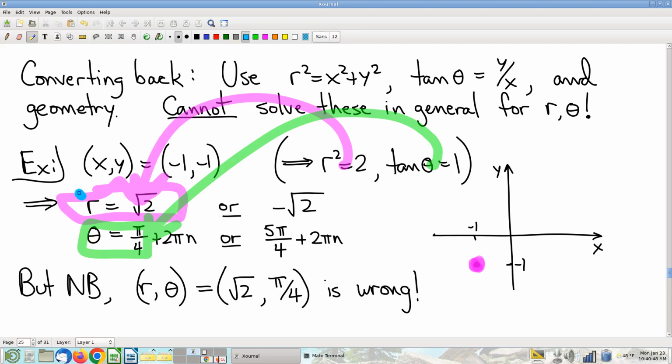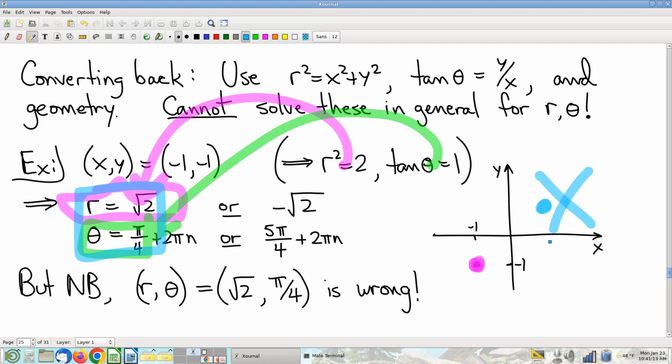And what does that tell us? Well, if we look at square root of 2, comma, pi over 4, that gives us this point right up here, and that's wrong. It's 1 comma 1, that's not the same point. Everybody see what happened? So, very dangerous. Don't fall for the tempting convenience of, I just solve for r and solve for theta.